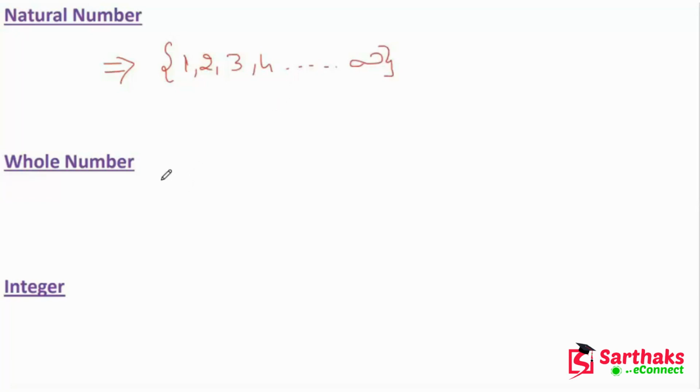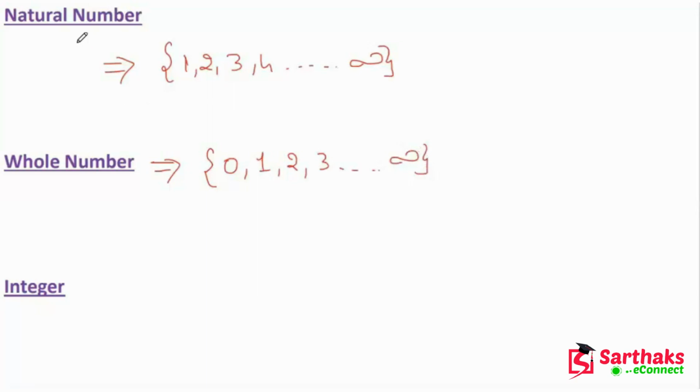Now, if we talk about whole numbers, what are whole numbers? Whole numbers are the set of numbers which starts from zero, and then one, two, three, and so on till infinity. I hope you got this point.